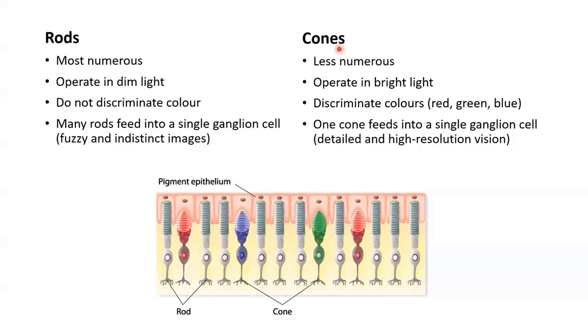Also, in contrast to rods, one single cone feeds into a single bipolar cell and a single ganglion cell. And because there is no fusing or mushing together of images from different stimuli, the vision that we get from cones is really sharp and detailed and of a high resolution.